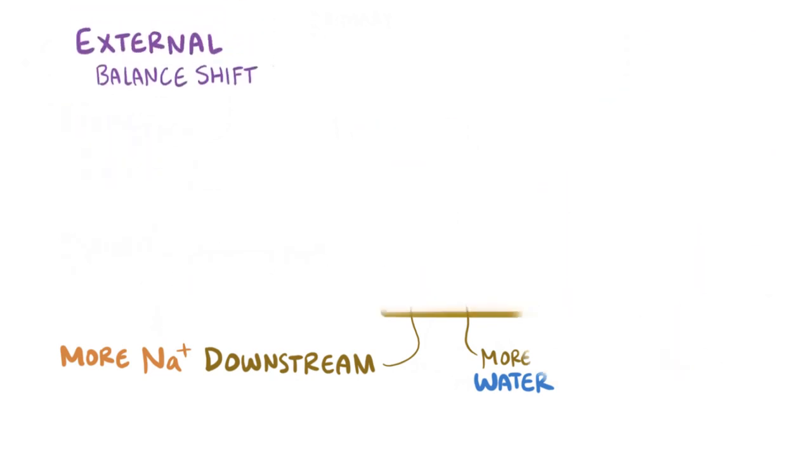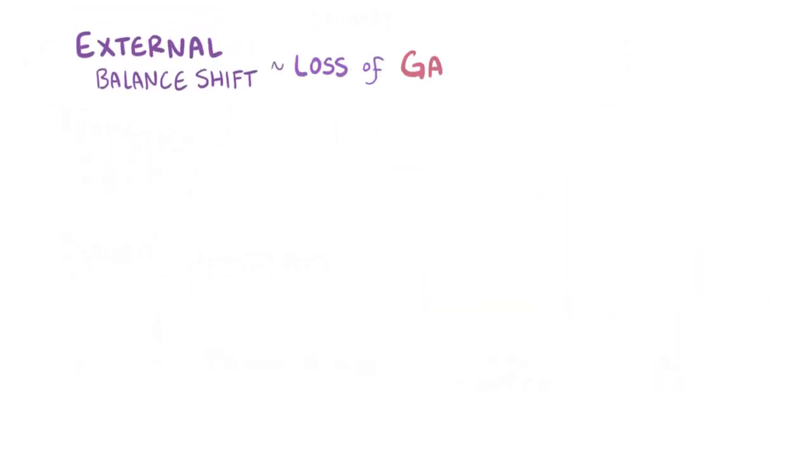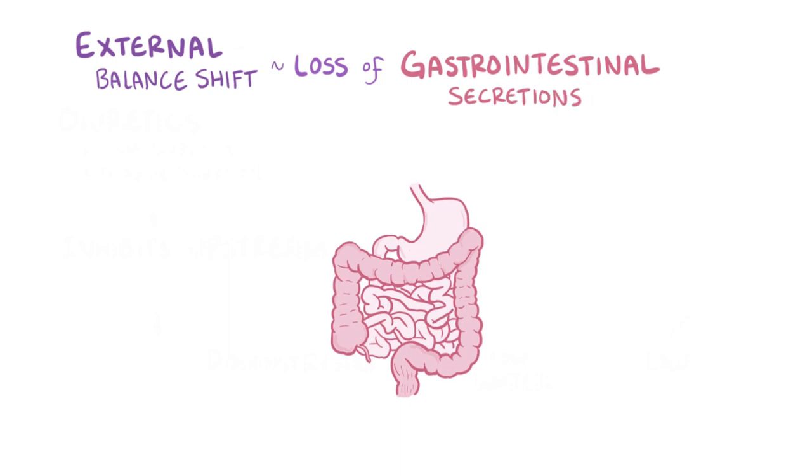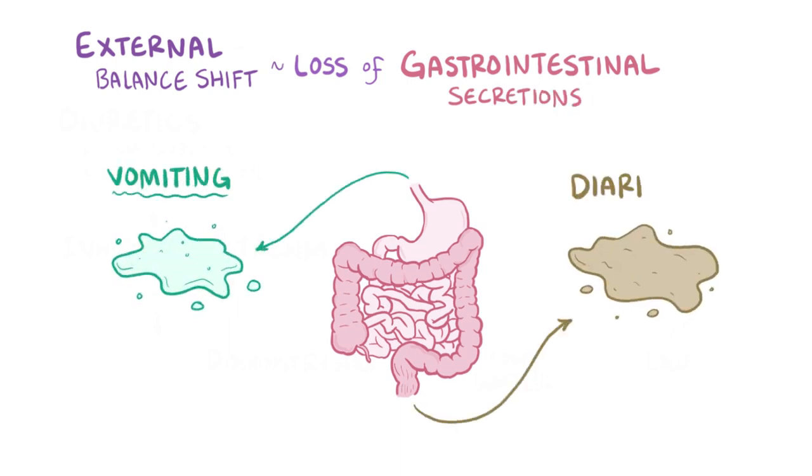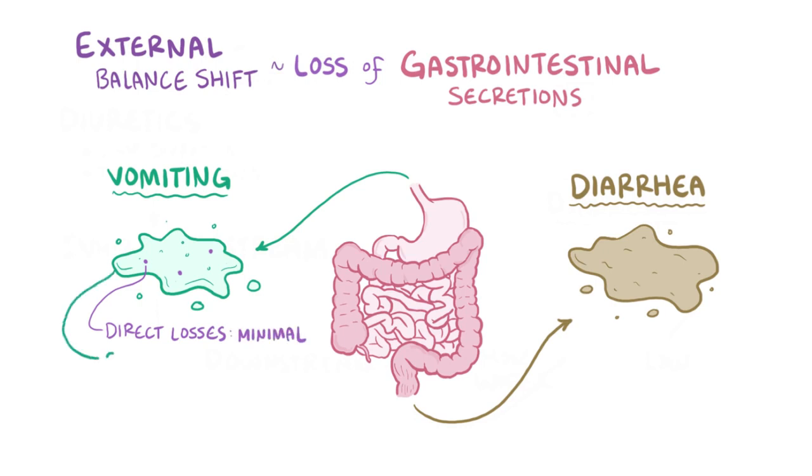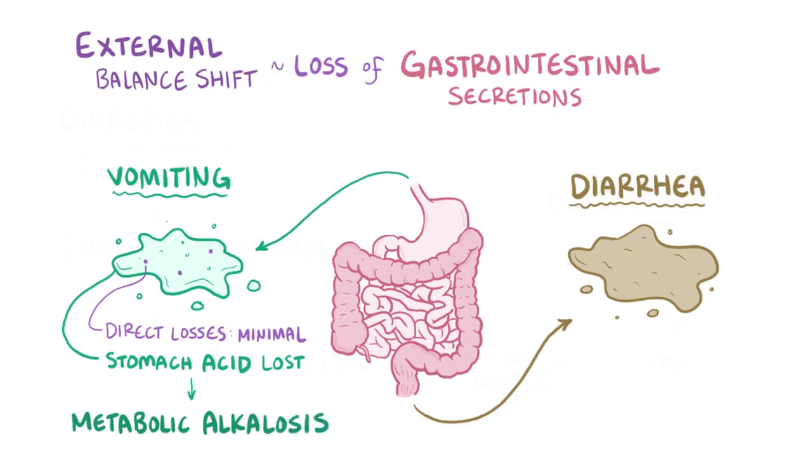Another external balance shift causing hypokalemia is increased losses of gastrointestinal secretions, typically due to vomiting and diarrhea. Now, the upper GI tract actually only secretes a small amount of potassium, so direct losses via vomiting are usually minimal. But the loss of stomach acid leads to metabolic alkalosis, which, as we already saw, can lead to hypokalemia.